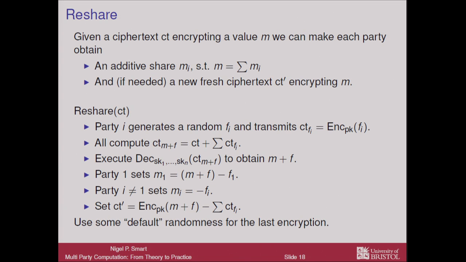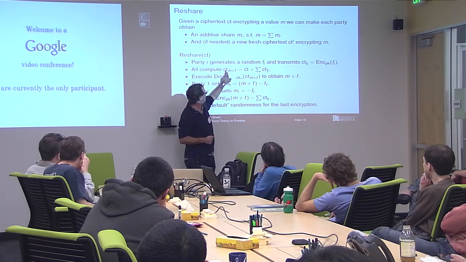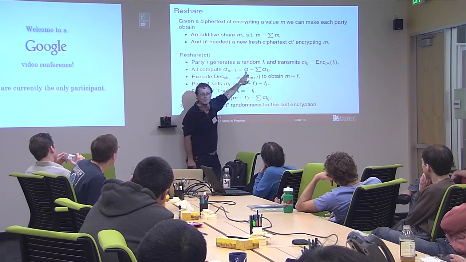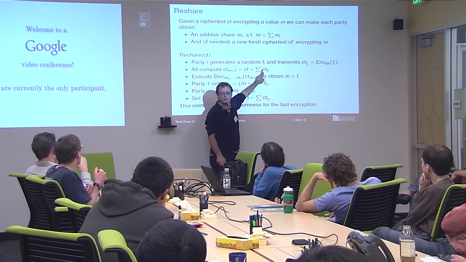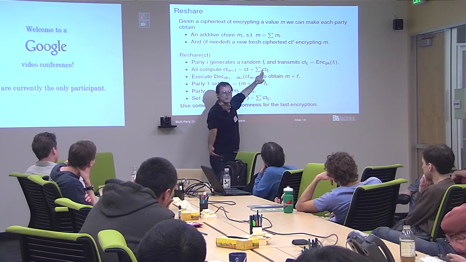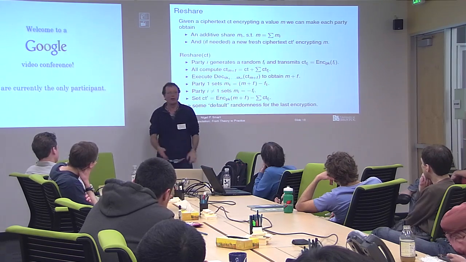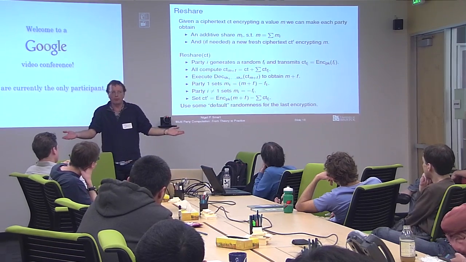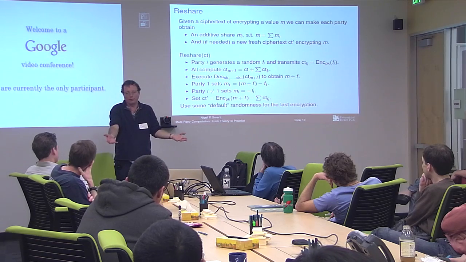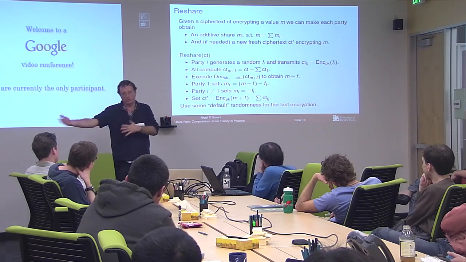So what I do is everybody just comes up with some random value and encrypts it, and then sends the encryption out. Now let's imagine this random value is fi, and f is the sum of the fi's. So I can create a ciphertext which encrypts m plus f by taking the ciphertext which encrypts m and adding to it all the ciphertexts that everyone just individually created. Yeah? So that's a ciphertext which encrypts m plus f. Now what's f? f is just some random value that everybody's produced, added together. So random plus random is random.